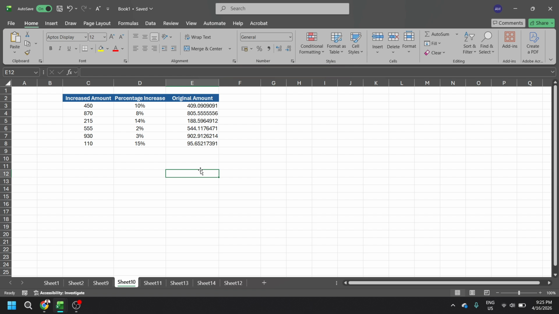That's all there is to it. Click the cell, enter the formula using the tax-included amount divided by 1 plus the tax rate, and press Enter to reveal the before-tax value. With this approach, you can reliably back out sales tax anytime you need the original price.